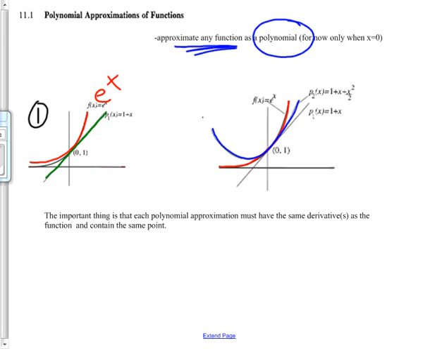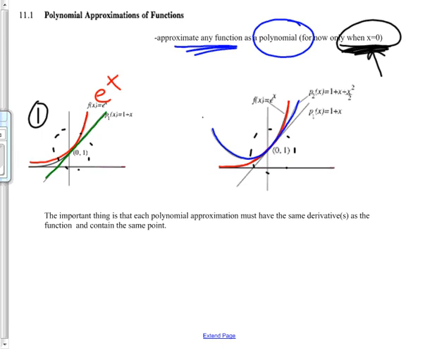Well, let's start off with graph number one over here, because that's actually something that we've done a lot of. For now, we're only looking when x equals 0. We're approximating that function around that area x equals 0. So you can see, it works while x is close to 0, but not afterwards. So these are approximations around the point x equals 0, limited to that region.